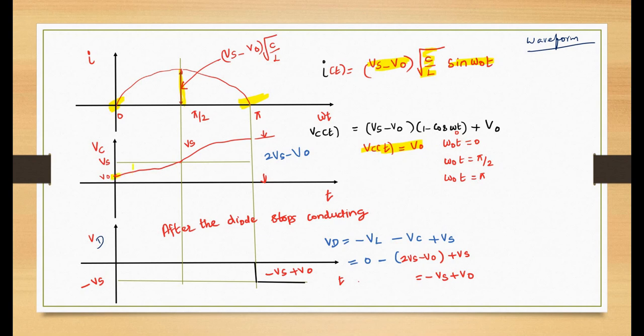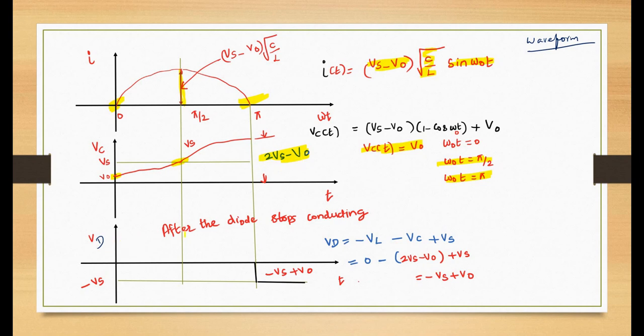I have to mark the value. Then omega naught t equal to pi by 2, the value is Vs. Omega naught t equal to pi, I get the value 2Vs minus V0. This is the voltage equation for the capacitor. At the end of the cycle, 2Vs minus V0 is the final voltage across the capacitor.